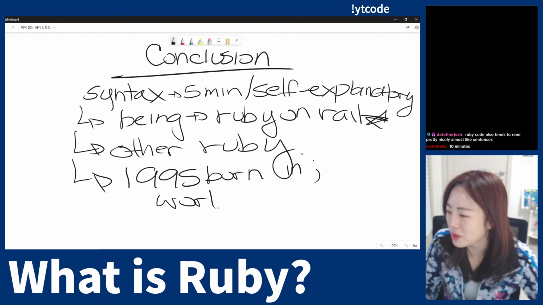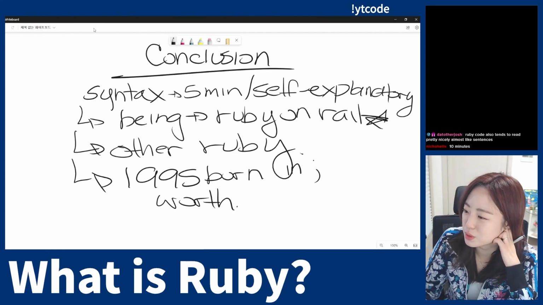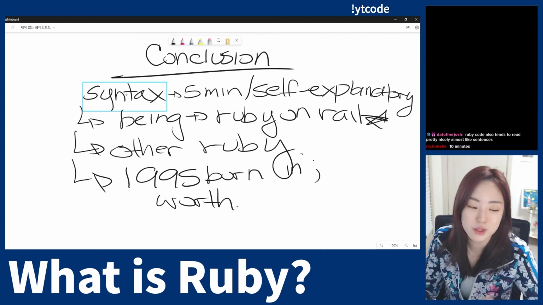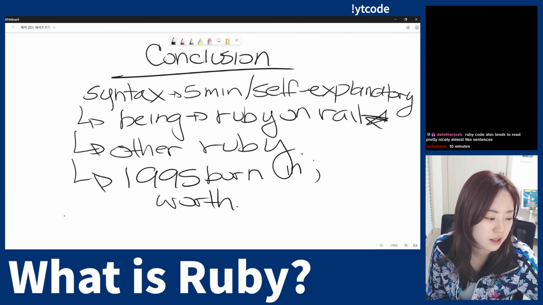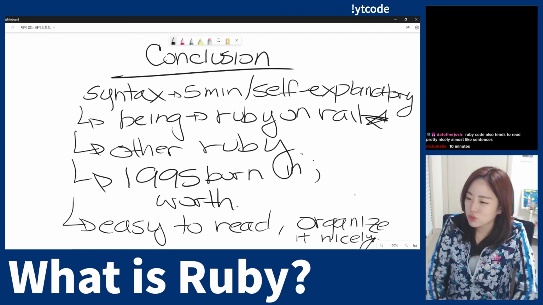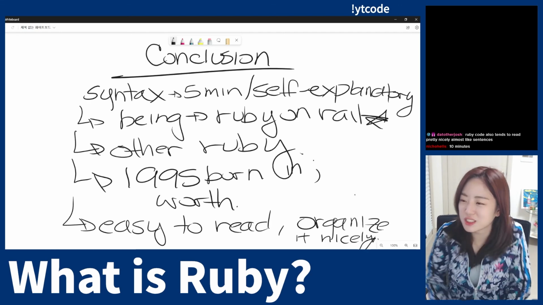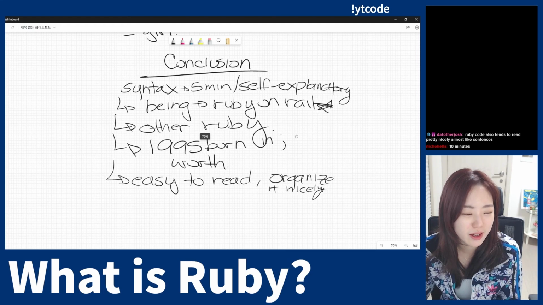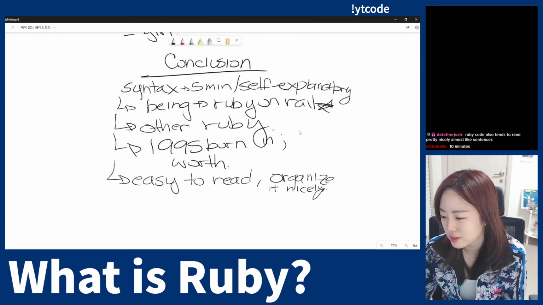Born in 1995. What other ways can we conclude Ruby? Ruby code also tends to read pretty nicely, almost like a sentence. Yeah, that's what I got when I did the samples, that it's easy to read. And I feel like you could organize it nicely. Does this sound like a good conclusion? I think we can end here. So yeah, I actually enjoyed Ruby. I want to try Ruby on Rails, the framework, to build a website for my next website, if I ever get to build one.